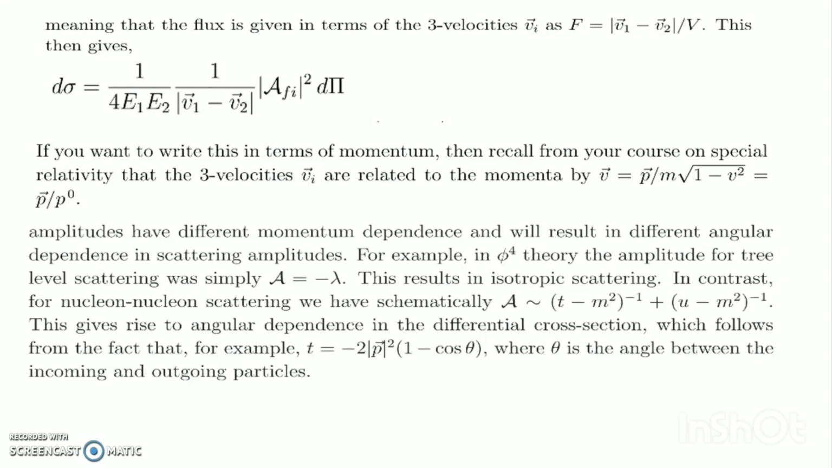Scattering with A equal to minus lambda results in isotropic scattering. In contrast, for nucleon and nucleon to nucleon scattering, we have schematically A proportional to (t minus m squared) whole inverse plus (u minus m squared) whole inverse. This gives rise to angular dependence in the differential cross section, which follows from the fact that, for example, t is equal to minus 2 mod p whole squared (1 minus cos theta), where theta is the angle between the incoming and outgoing particles.